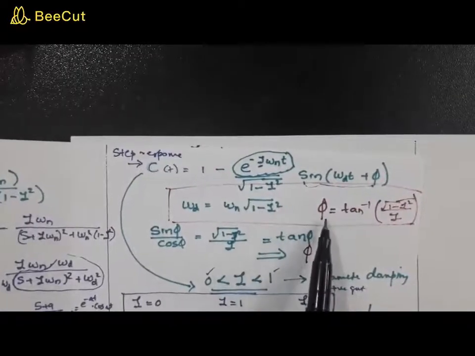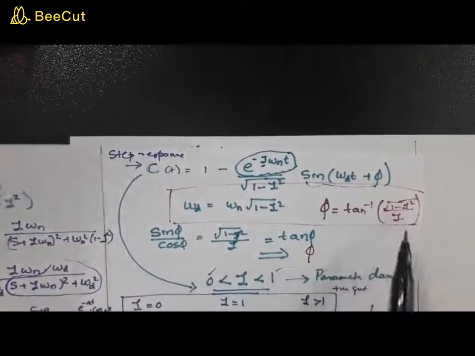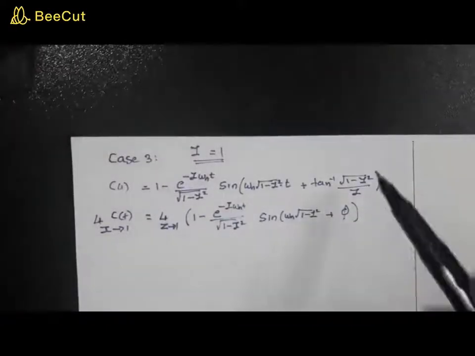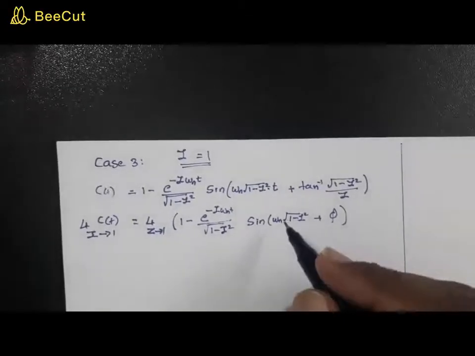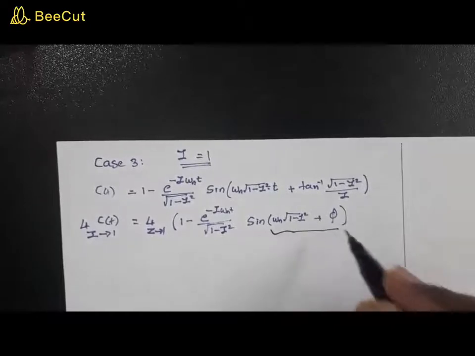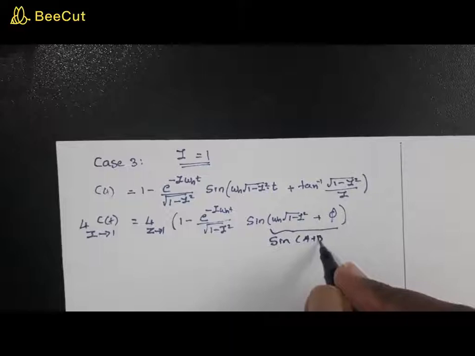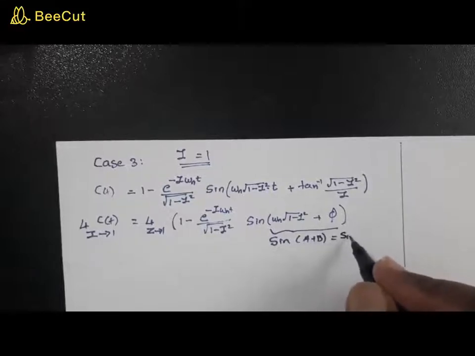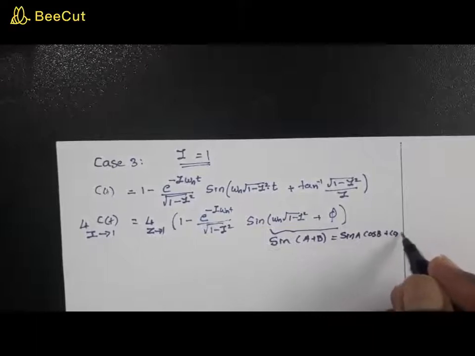Now in the previous discussion and video, we have found out that we have assumed this phi to be tan inverse of root of 1 minus theta square by theta. So you can replace that by theta, right? Now you can say that this is of the form sine of a plus b. Now what is sine of a plus b? You can write this as sine a cos b plus cos a sine b.